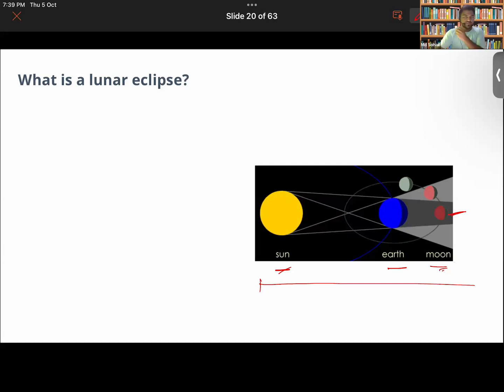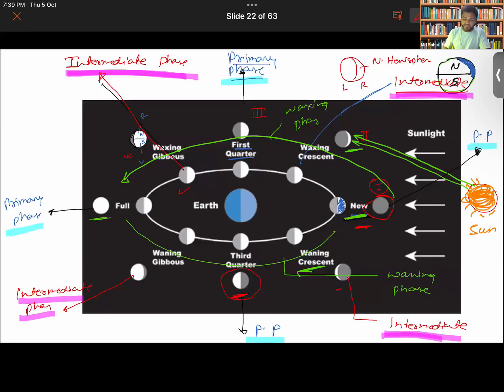You will see it looking like deep red when it's a lunar eclipse. Then the opposite happens in the case of a solar eclipse, where the moon is in between the sun and Earth. Yes, sir. Okay, today we are going to complete our discussion. We will be talking about stars.